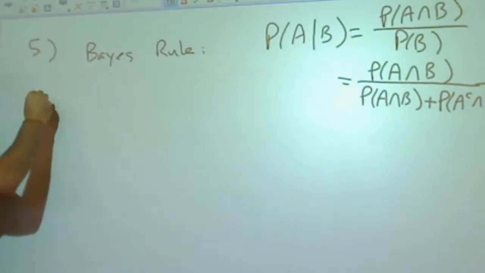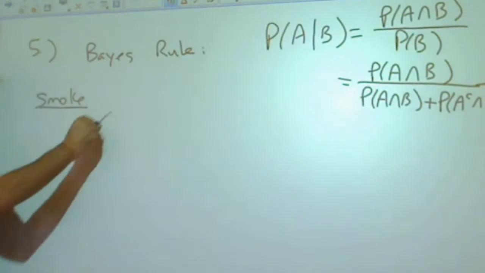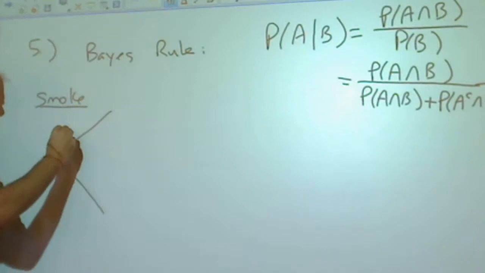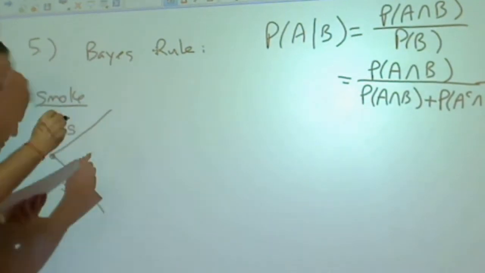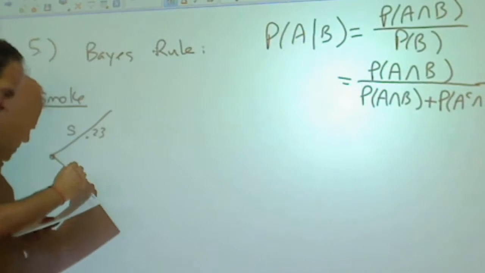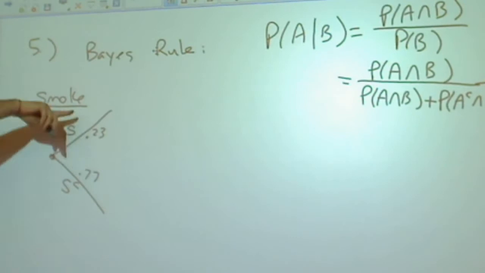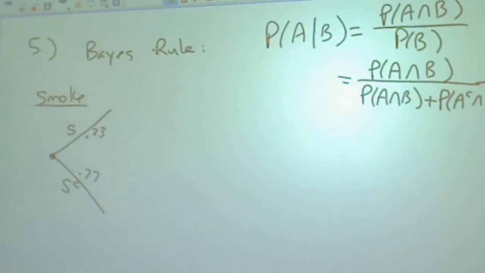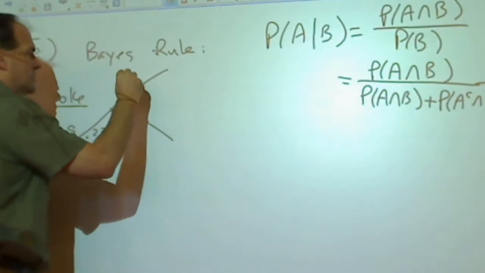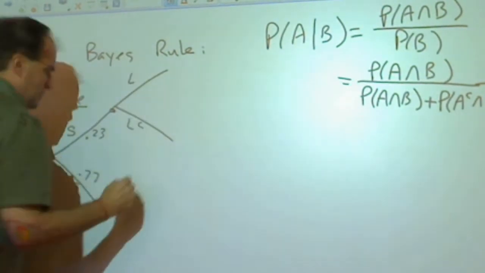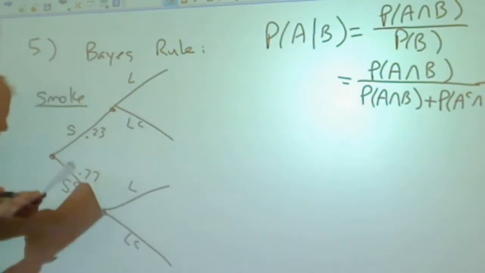So the first decision is, does the person smoke or not? Because we have those probabilities. So smoke, smoke not. 0.23 smoke, that means these have to add to 100%, because you either smoke or you don't. The next decision is, do they have the lung condition or not? Both of them branch off lung or lung not.